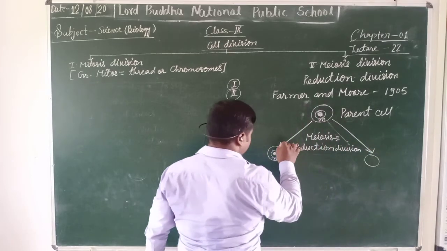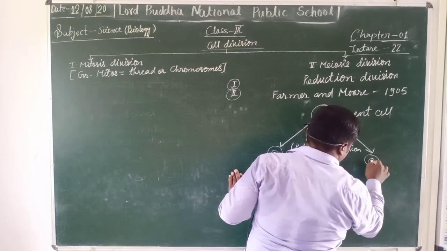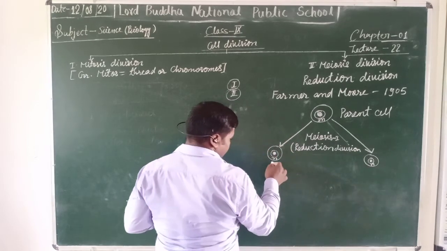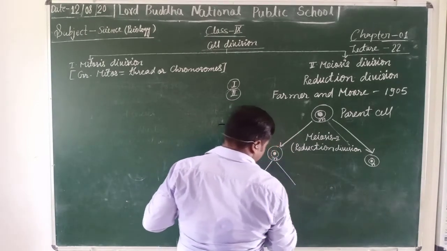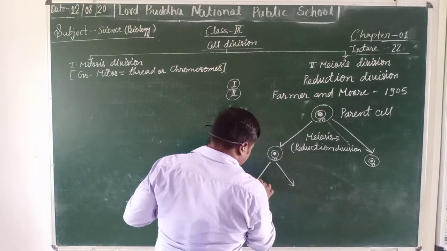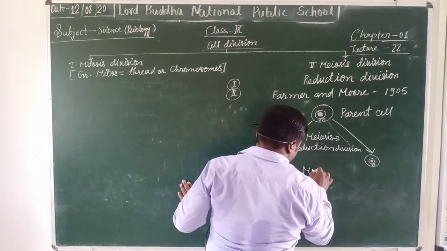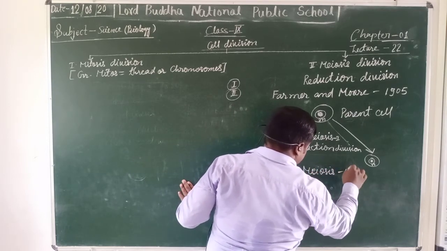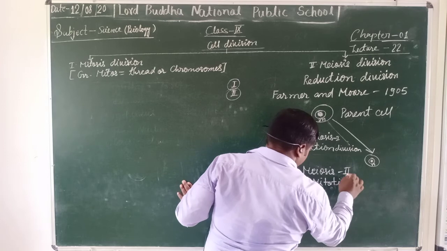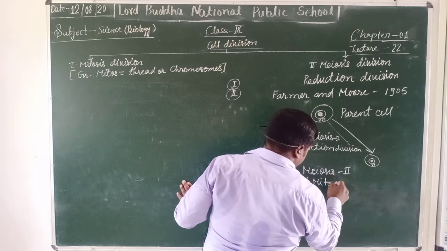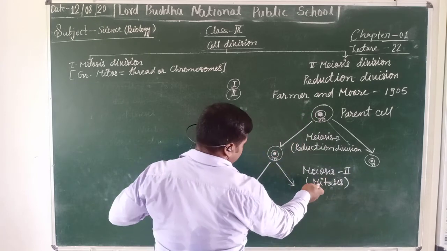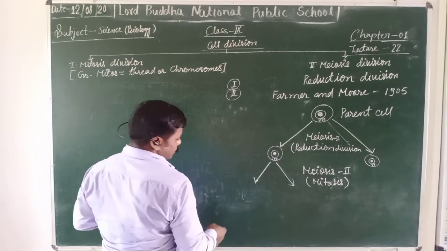In the newly obtained daughter cells, we have haploid sets of chromosomes. Further, both daughter cells go through the process of mitosis division. That is meiosis second, and you can say it is just like mitosis division. There is no difference between meiosis second and mitosis division.